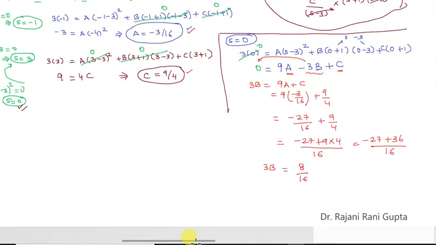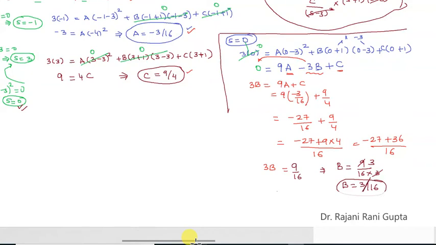Can you further cancel? Yes. 8 times 1, 8 times 2. So this gives you 3B is equal to 1 over 2, giving B is equal to 1 divided by 6. Okay. Sorry, I made a mistake here. It should be 9 over 16. So this value changes. So we get 9 over 16. This gives you B as 9 over 16 divided by 3. Now you can cancel. This gives you B as 3 over 16.